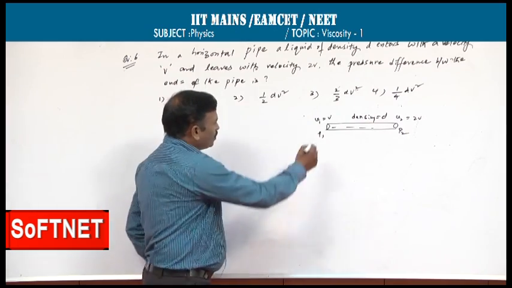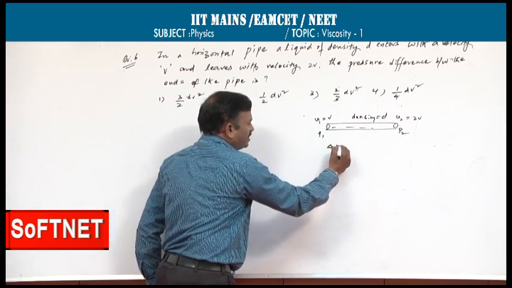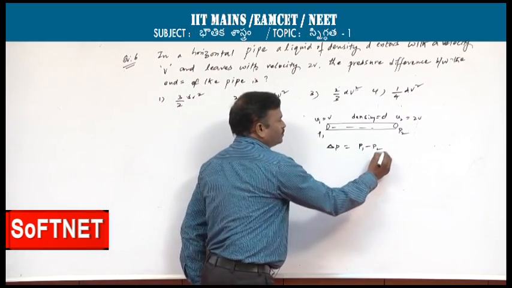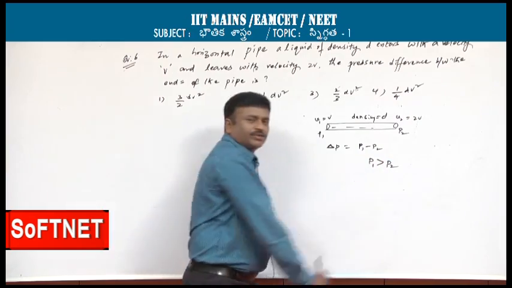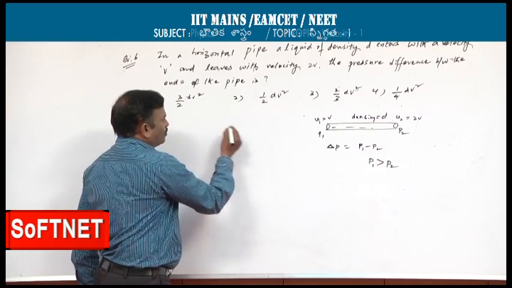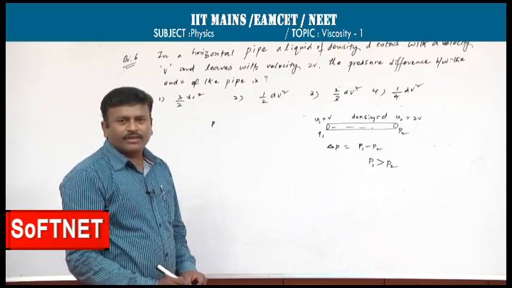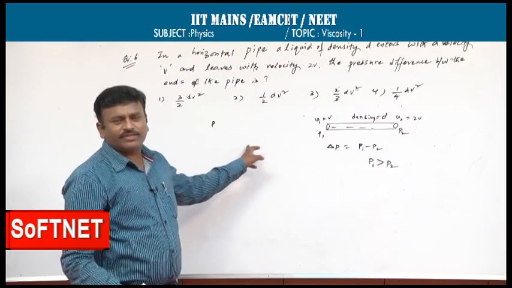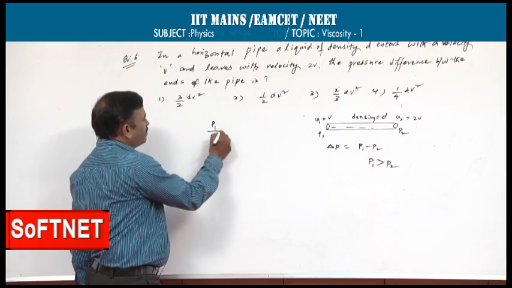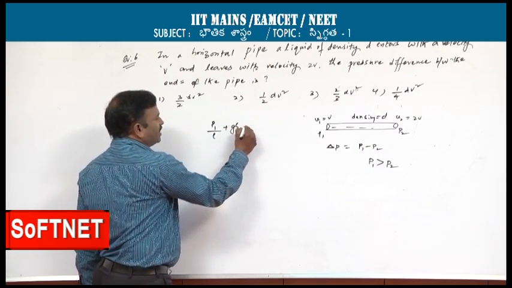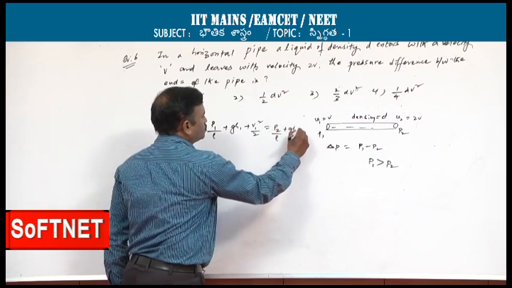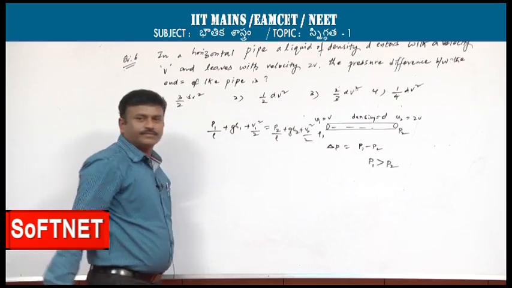Next, we need to find the pressure difference, delta P. What is delta P? It is P1 minus P2. Obviously, P1 should be greater than P2, only then will the liquid flow through the pipe. Now let us see how to solve. According to Bernoulli's theorem, P1 by rho plus g h1 plus V1 square by 2 is equal to P2 by rho plus g h2 plus V2 square by 2.